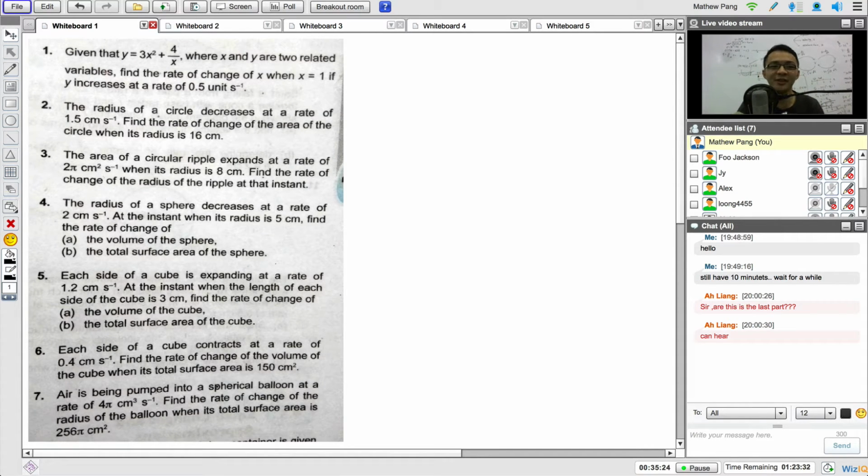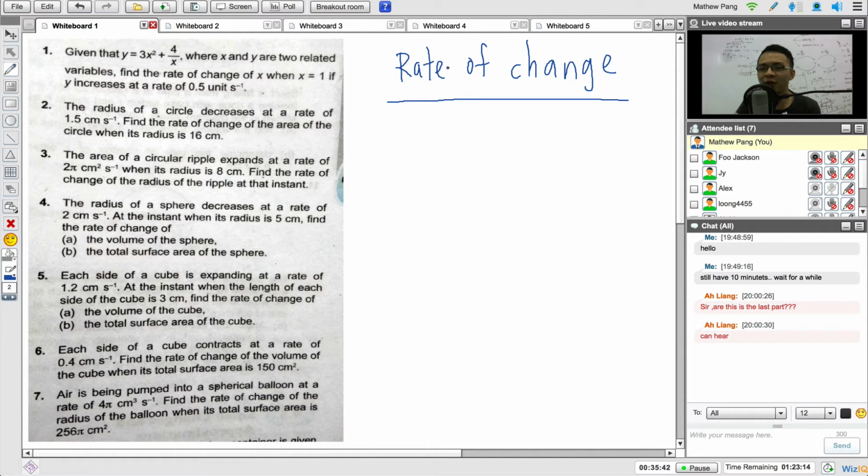Okay, so the first thing I want to teach in this virtual classroom is about rate of change. It's one of the quite important parts in the differentiation chapter. So first, for rate of change, whenever you see the word rate, no matter whether you take physics or not, you should understand that the word rate means something related to time. So if you want to calculate the rate of change, we know this is highly related to time.